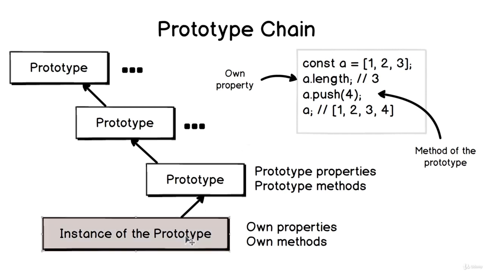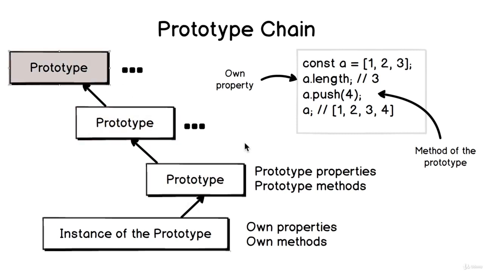Let's suppose that here at the bottom there is an instance of the prototype, and this instance has its own properties and its own methods. And this instance has its prototype. Here it is. And this prototype has its own prototype properties and prototype methods. This prototype may also have its own prototype with its own properties and methods, and so on. And this hierarchical structure is called the prototype chain.